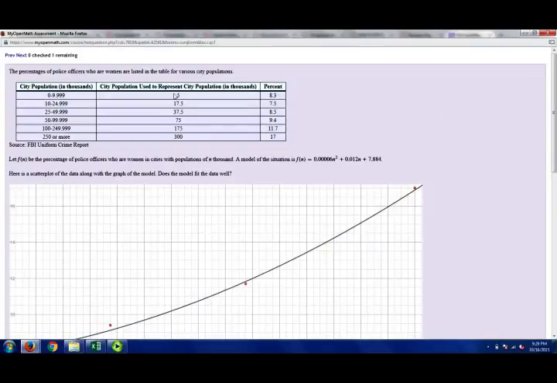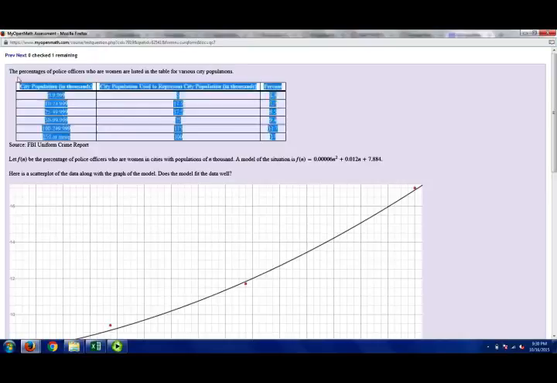Okay. So percentage of police officers who are women are listed in the table below for various city populations. So for cities between 0 and 9.999 thousand people, we'll use 5 as a single number to represent that interval. They have 8.3% female police officers. For 10 to 24.999 thousand, which we'll represent as 17.5, they have 7.5% female officers, and so forth.